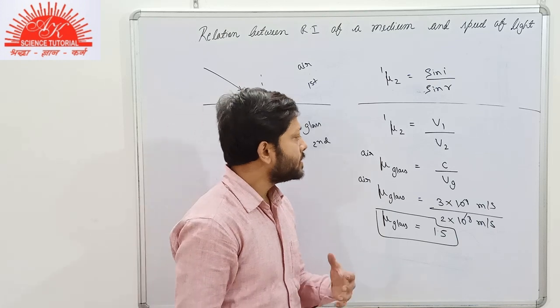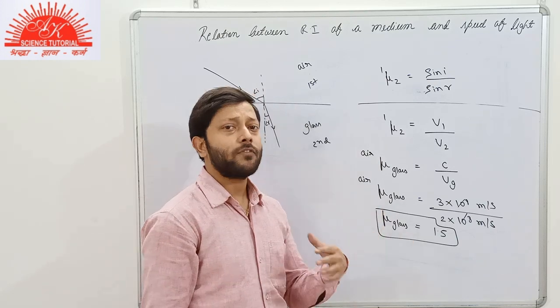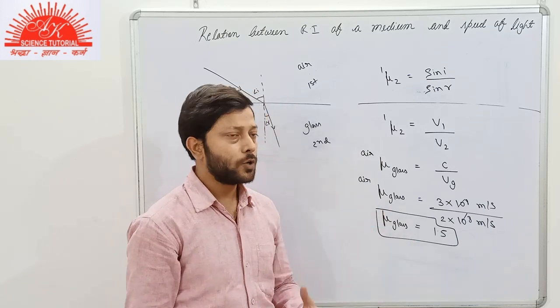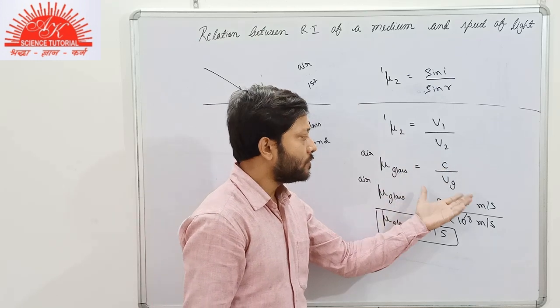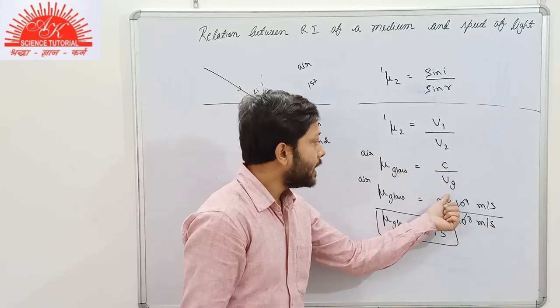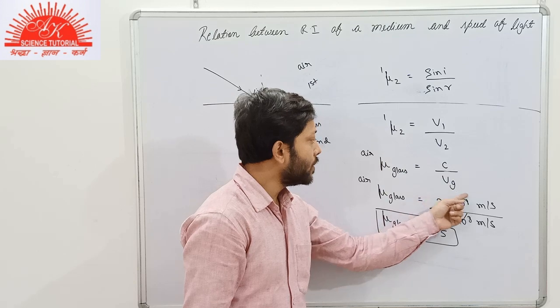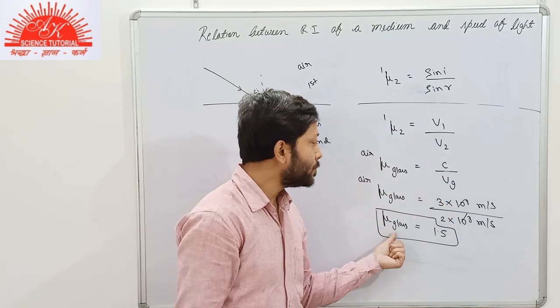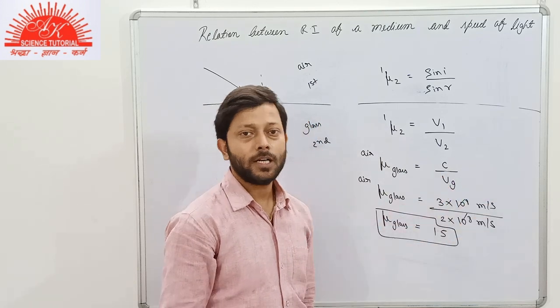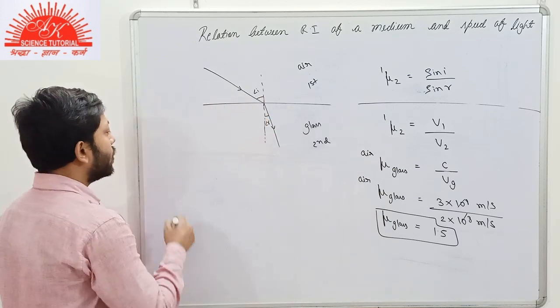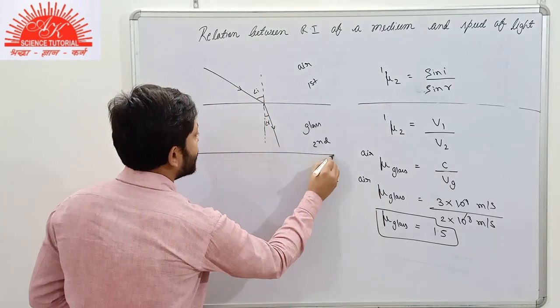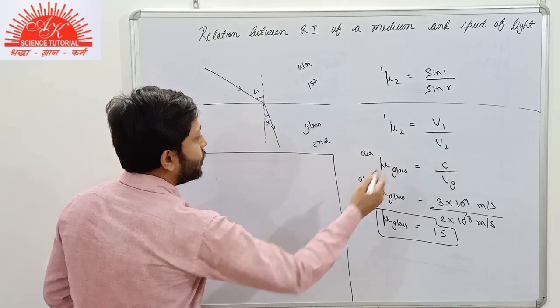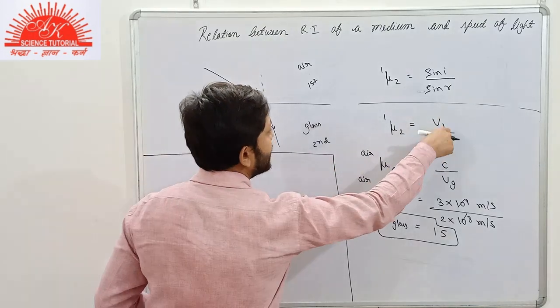Similarly, if you are asked to find the absolute refractive index of water, then what do you do? Here the value of c will be similar, and in place of Vg, you will have to put the value of the speed of light in water. It's very simple.